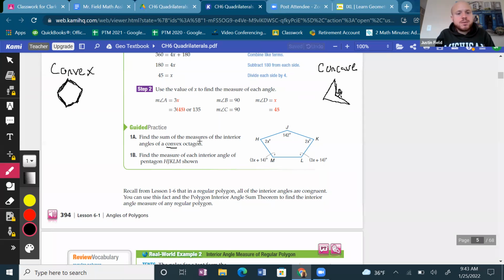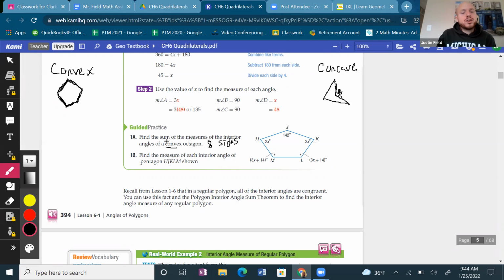So the sum of the interior measures of a convex octagon. An octagon has 8 sides. Make sure you know your gons. We have a triangle, a quadrilateral, pentagon, hexagon, heptagon, octagon, nonagon, decagon, and 11-gon. If you don't know the name, you can just put the number in front of the word gon, and gon means side. And a dodecagon is a 12-gon.